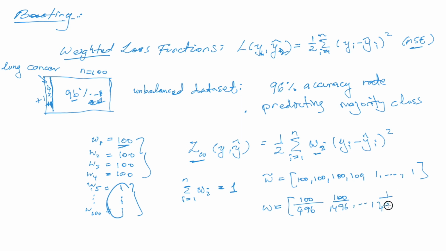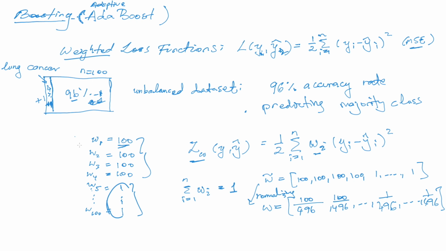And then 1 over 496. Okay, so this idea from going from here to here is just normalizing it, like standardizing it such that the sum of the weights is equal to 1. Okay, and this idea of weighted loss function is going to be pretty crucial in boosting. And in particular, today I'm going to be talking about one of the most famous ones, called AdaBoost, where Ada is adaptive boosting. Okay.